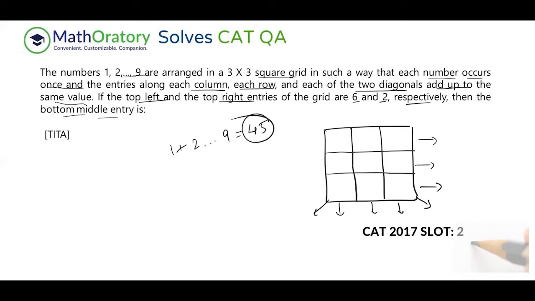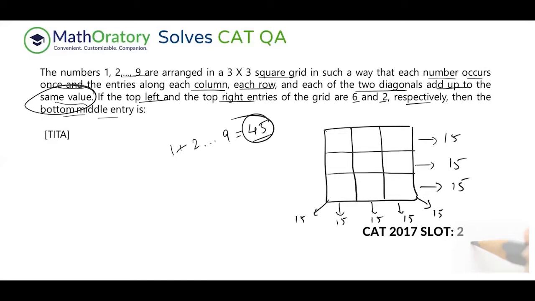I hope everybody is aware of 9 into 10 by 2, that is n into n plus 1 by 2. So whatever is the total here, this total should be the sum of the 3 rows, isn't it? Because we have distinct entries in each of the rows. So effectively, what we can say is each of the rows should be adding up to 15. And if each of the rows adds up to 15, according to the given condition, each column should add up to 15, and each diagonal should add up to 15. So this is the idea here. The same value that it talks about is essentially 15.